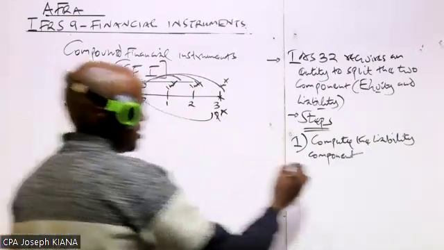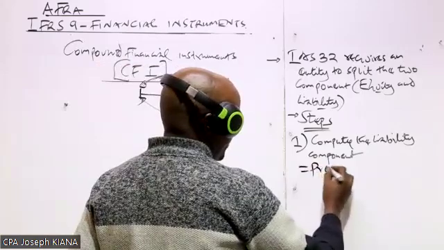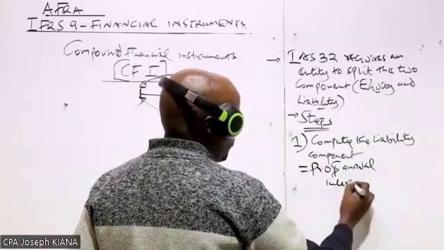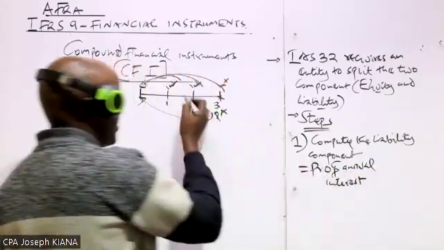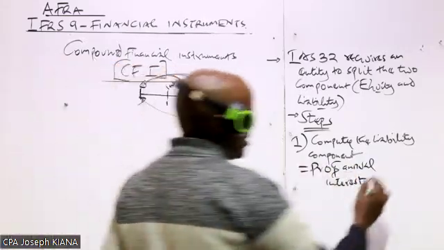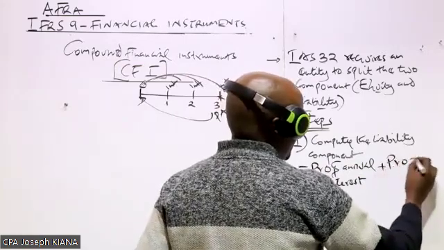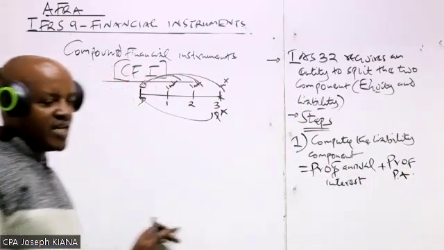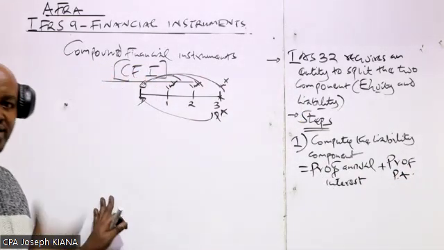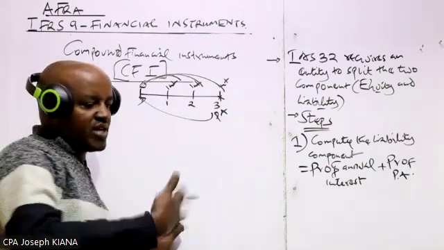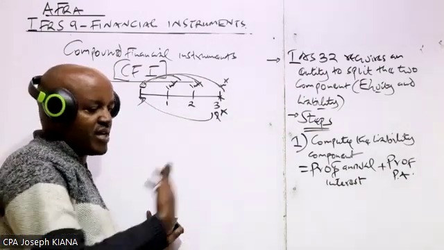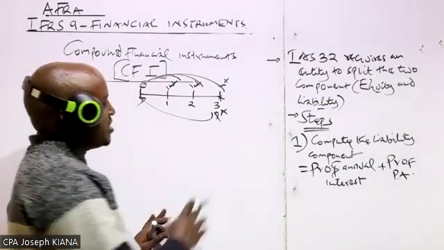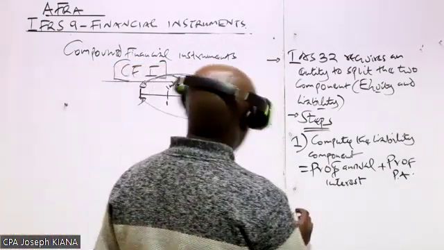So the liability component is equal to the present value of the annual interest to be paid by the company, which we have to discount. And to this, we also add the present value of the principal amount. That's how we get the liability component, by discounting the amounts to be paid by the company, which are both interest and the principal amount.